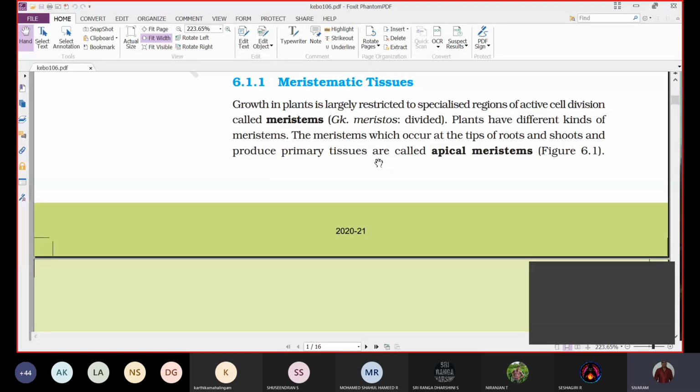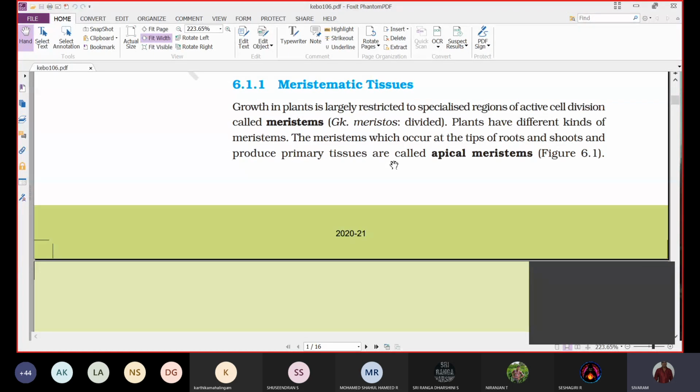But plants do not have a particular shape, because the growth occurs only at its tips, and the growth occurs continuously throughout their life. From the time it undergoes germination till it undergoes death, it will be continuously growing. That's why they do not have any fixed shape, because they will grow continuously.